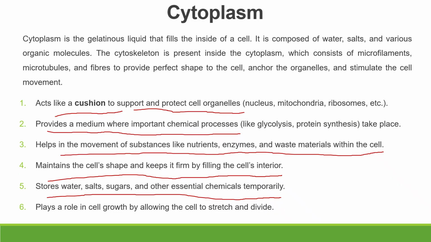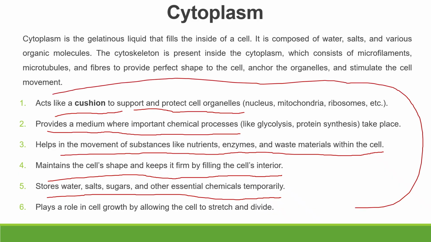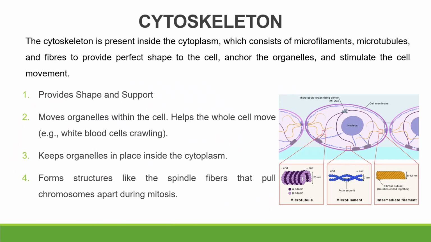Mainly all the cell organelles are in the cytoplasm, and it has the cytoskeleton also. The cytoskeleton provides the shape and structure to the cell, and it also anchors all the organelles. You can read the functions of cytoplasm here, it's very clearly shown. So the next one is the cytoskeleton.